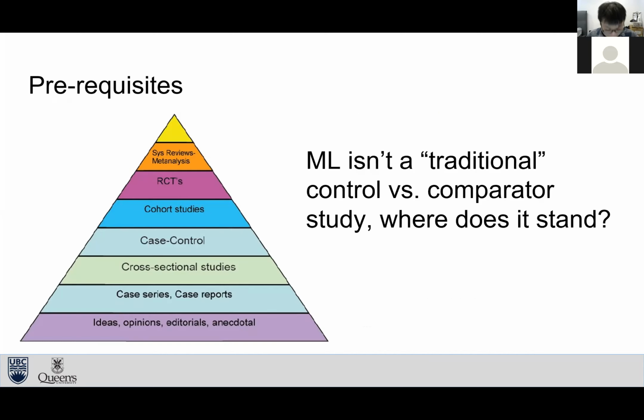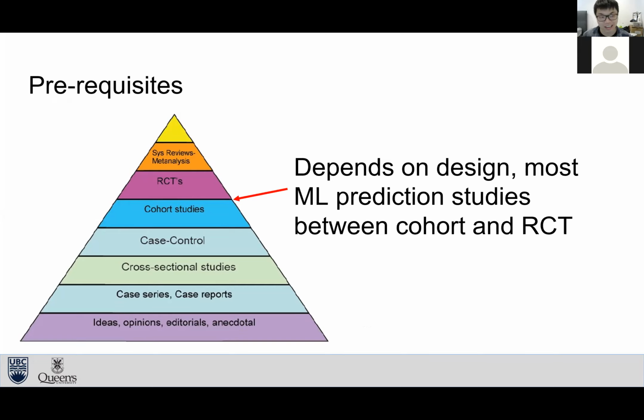So machine learning and AI isn't a traditional control versus comparative study. For instance, we take a lot of data and we see if we can predict an outcome. Well, that's not exactly a cohort study either. We're not just looking at a group of patients and seeing if there's an association. We're running an experiment where we're trying to predict the outcome and seeing if our prediction is correct or not. So I would argue it's kind of in between a cohort study and a randomized controlled trial.